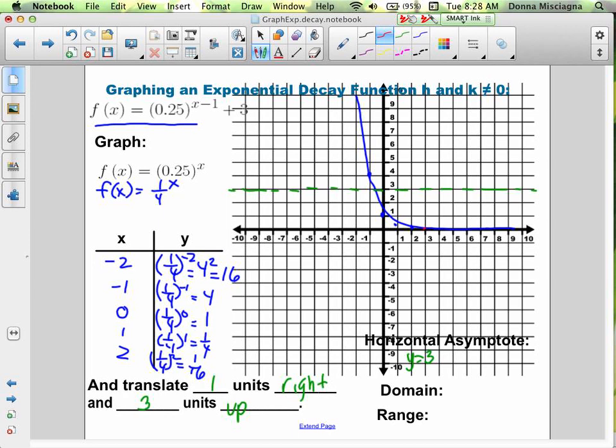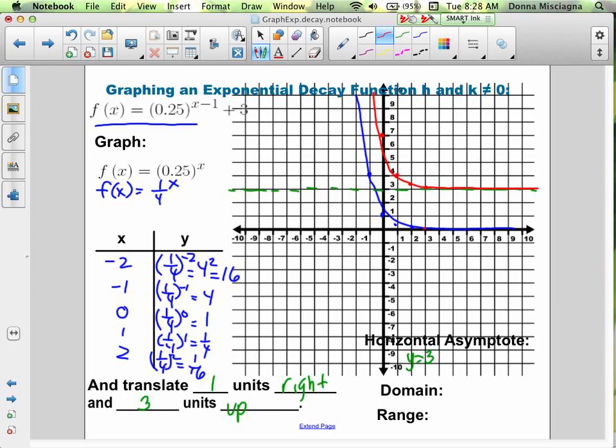So, oops, 1 and 3. Here we go, 1 over and 3 up. 1 to the right, 1, 2, 3 up. All right, so here's our function. You can see why we had to leave 16 off. Shifting a 3 up makes it even worse.